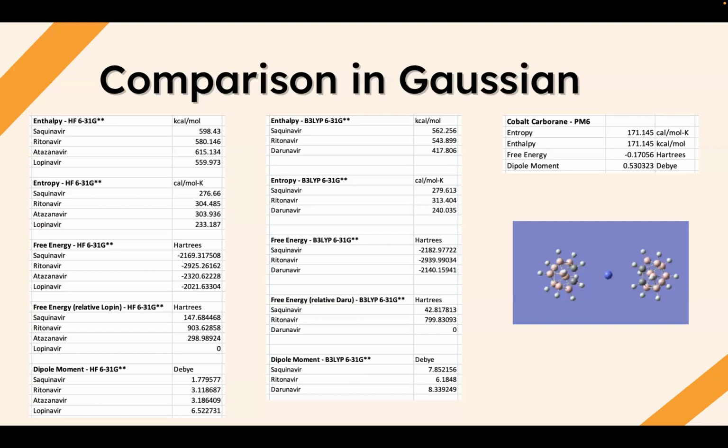And then there was also cobalt carborane. The cobalt carborane I analyzed under PM6. I had to use PM6 instead of PM3 because PM3 is not parameterized for cobalt. So PM6 is.